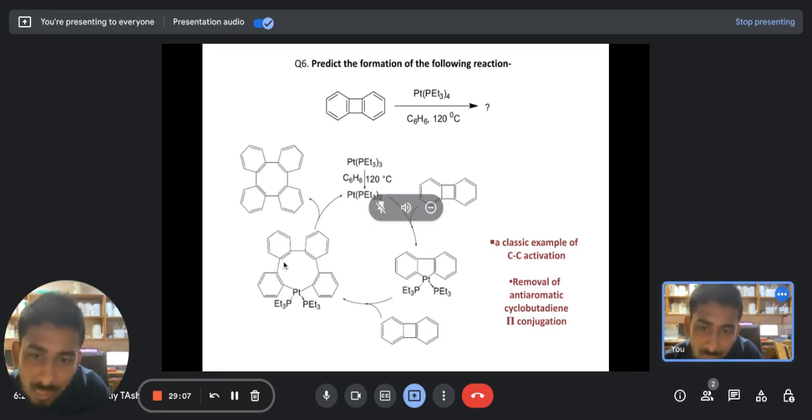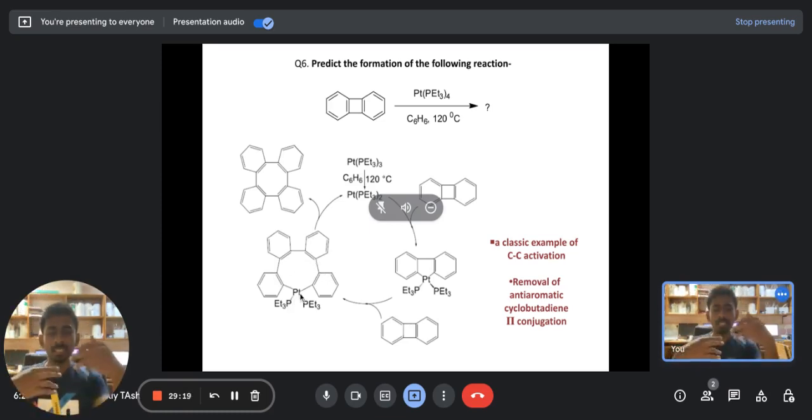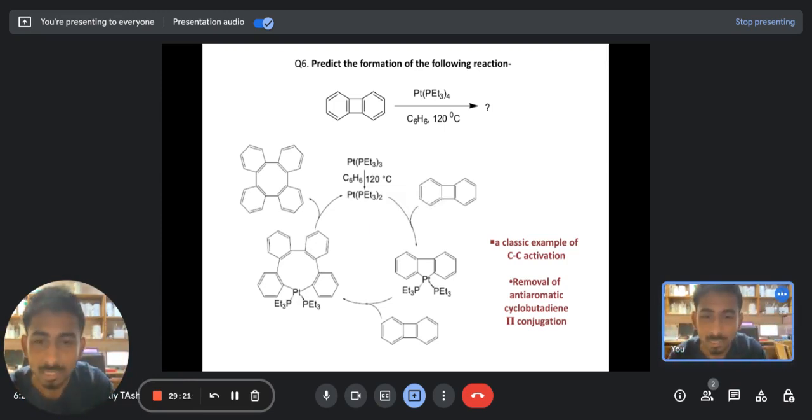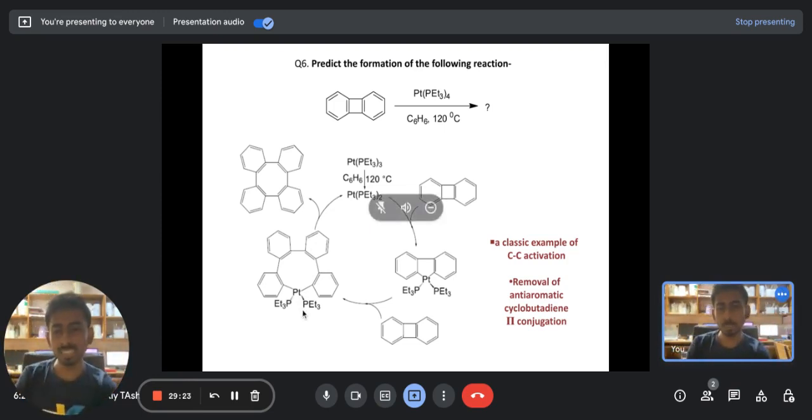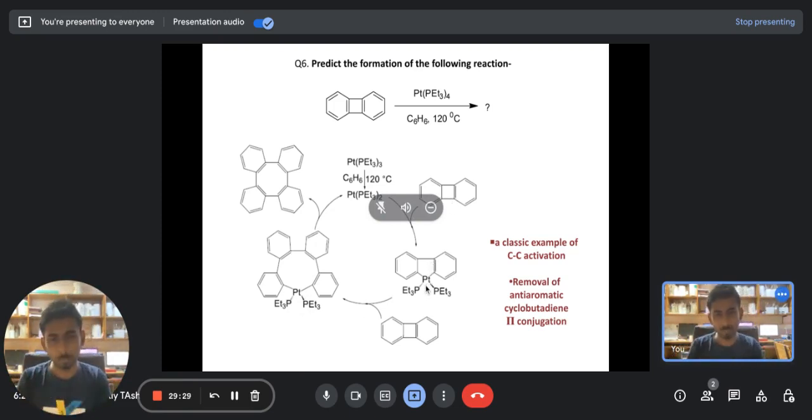Now, this compound: you can see here these C-C bonds get activated, and these are bound to these carbon atoms of the benzene ring. Now you can see the platinum is actually anchoring this entire carbon chain. This is a platinum(II) compound, because here you can see this is an oxidative addition by which platinum is getting bound to the C-C bond.